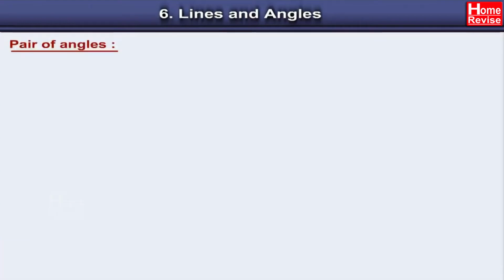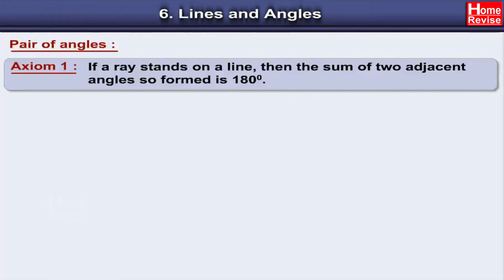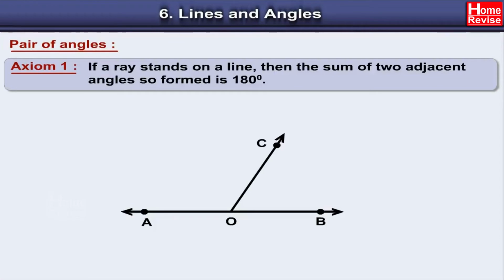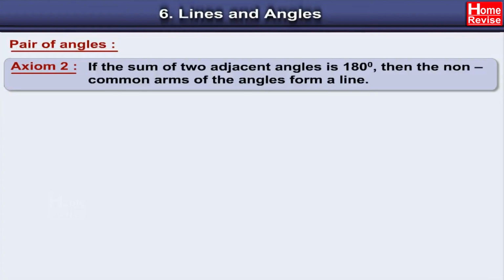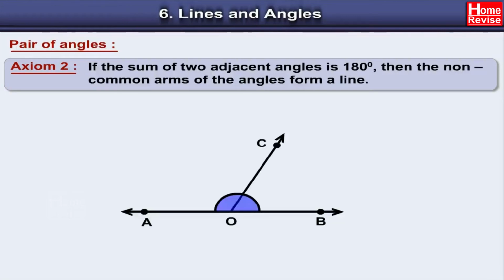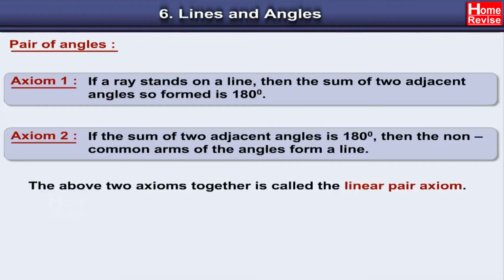Pair of angles. Axiom 1: if a ray stands on a line, then the sum of two adjacent angles so formed is 180 degrees. Axiom 2: if the sum of two adjacent angles is 180 degrees, then the non-common arms of the angles form a line. The above two axioms together are called the linear pair axiom.